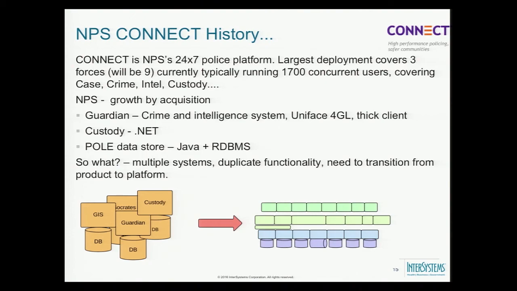So really, our starting point: multiple systems, duplicate functionality. We need to transform from individual products to a platform. And if you start looking at the individual applications, there's so much duplication. You've got common services, things like security, things like audit, document storage, document production, and all the business areas use these services, and there's a huge amount of duplication. So let's have a look at the sort of challenges that we faced.